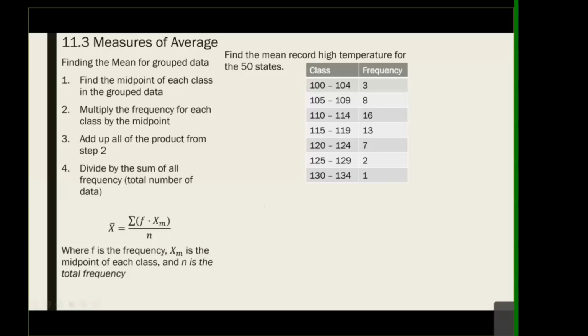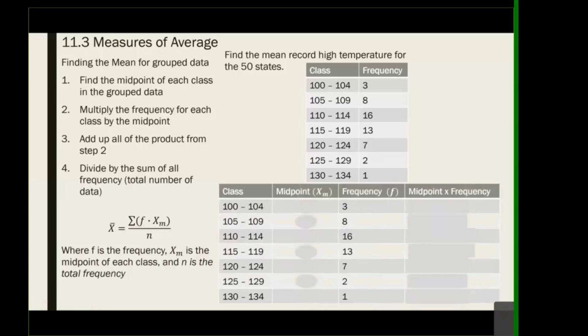So this is the chart you want to create. How do I find a midpoint? For the first class, you take 100 plus 104 to give you 204, divided by 2 to give you 102. So 102 is the midpoint of this class. You can find the midpoint of the second class by taking 105 plus 109, which is 214, divided by 2, and you will get 107.